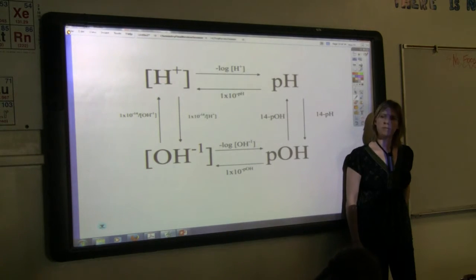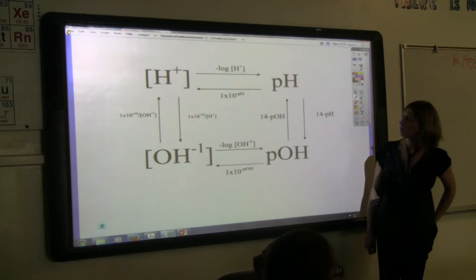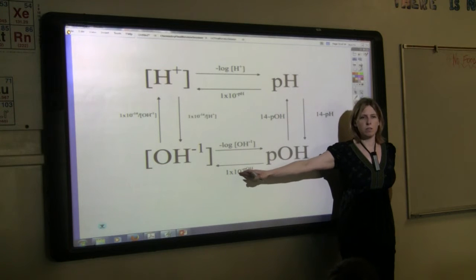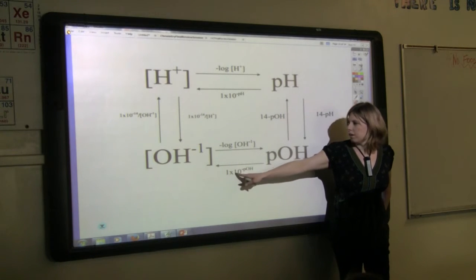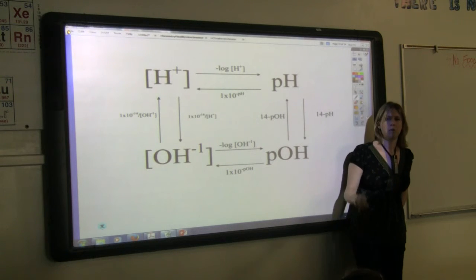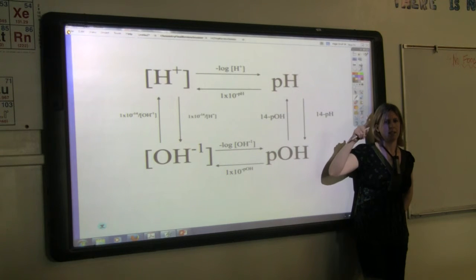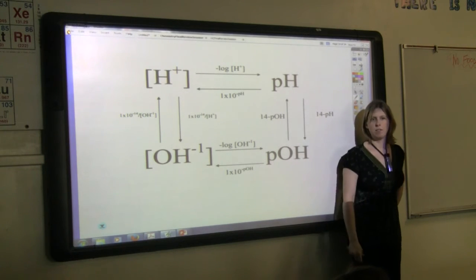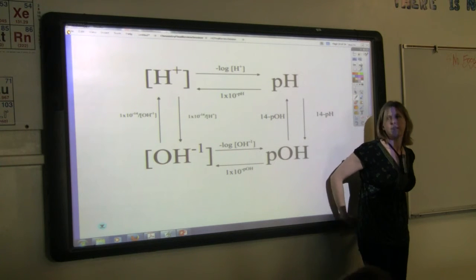Is 1 times 10 to the negative pH the same as anti-log? Yep. So this is what I was telling you. The easy way is just do your 10 to the negative pOH. So you know when we do our scientific notation, we do something times and then you have a button that's like 10 to the x. Yeah. So you just do 10 to the x and then negative whatever your pOH is that you were given, or your pH.